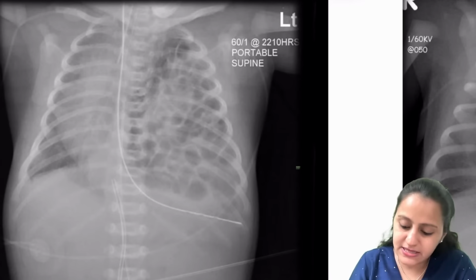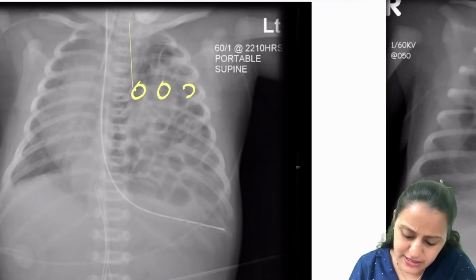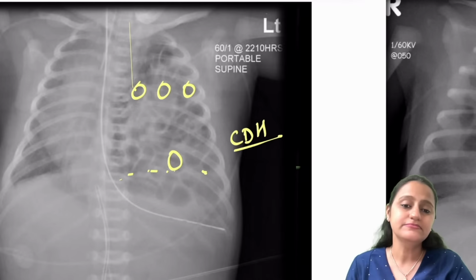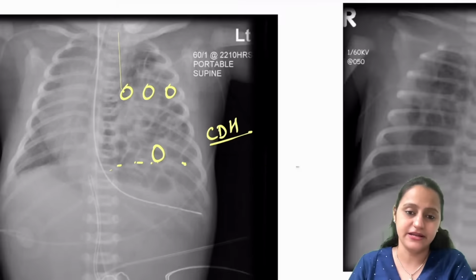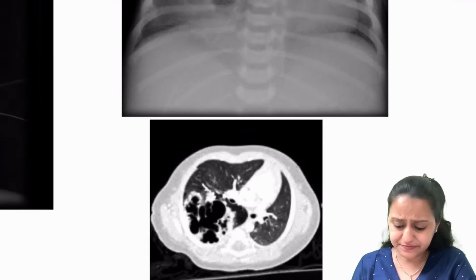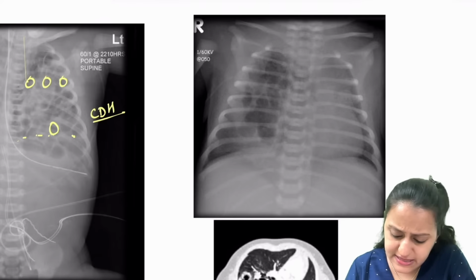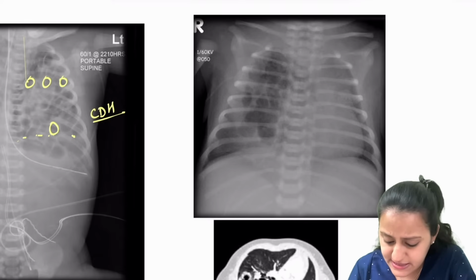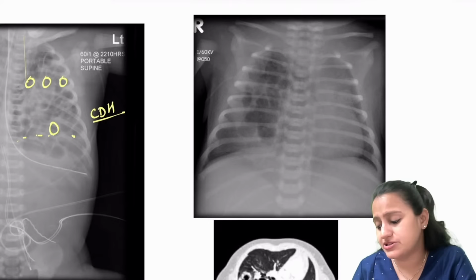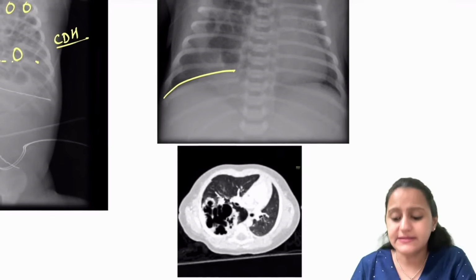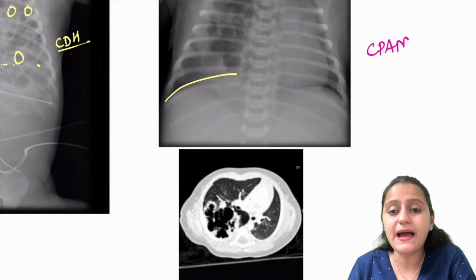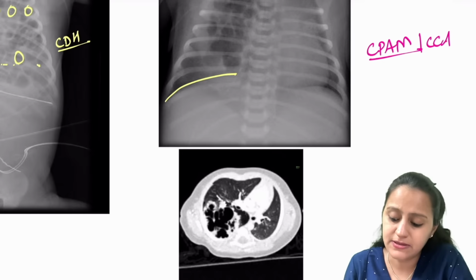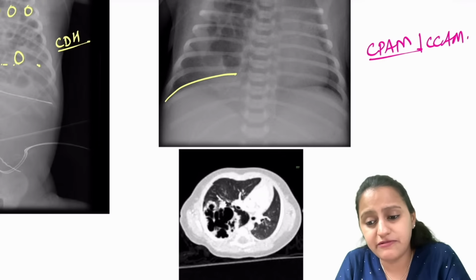Next one, what are you seeing here? The rounded lucencies in the thorax with the diaphragm not seen here. Congenital diaphragmatic hernia. This one here, where you see again these rounded areas in the chest. But remember here in this patient, you can see the diaphragm well. So this is not your congenital diaphragmatic hernia. This is another pathology which is called as CPAM, congenital pulmonary airway malformation, previously called as CCAM, cystic adenoid malformation.